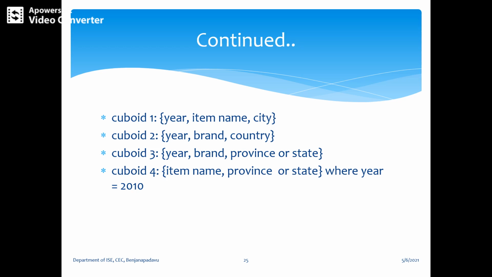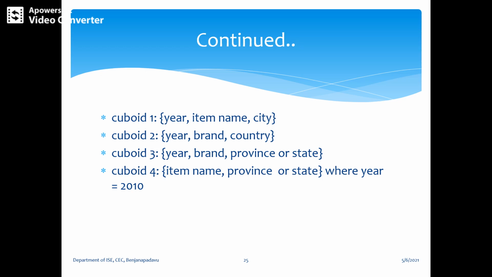Also, the selection clause in the query can be implied by the selection in the cuboid. Third, the abstraction levels for the item and location dimensions in these cuboids are finer than brand and province or state, respectively.